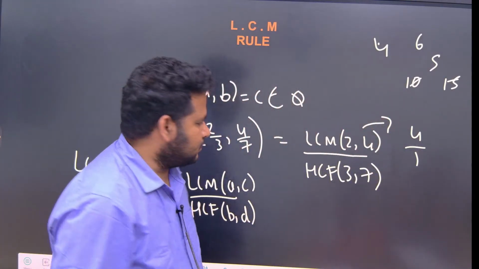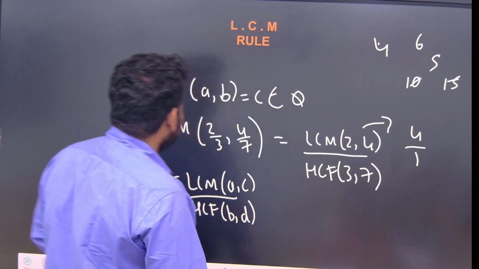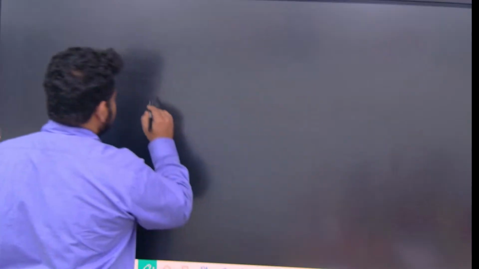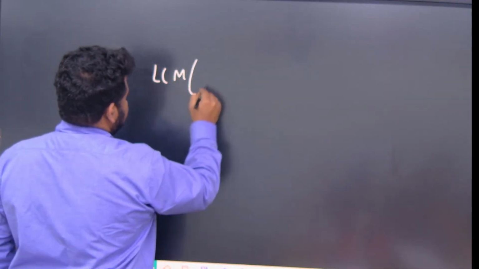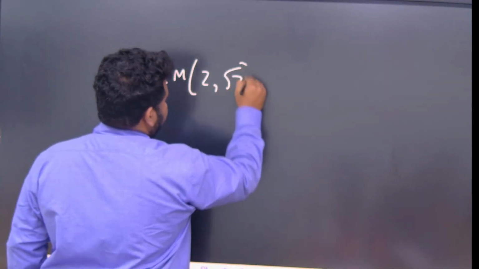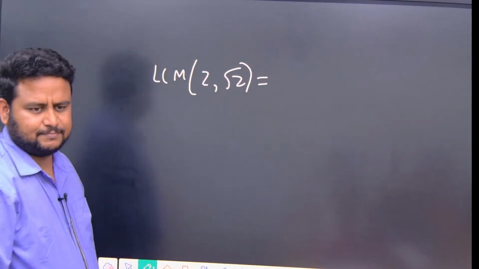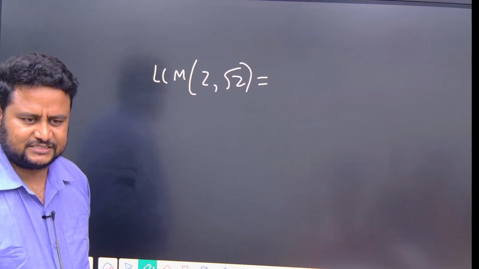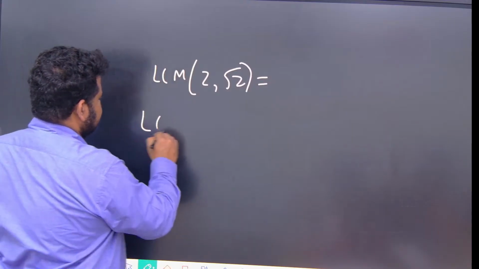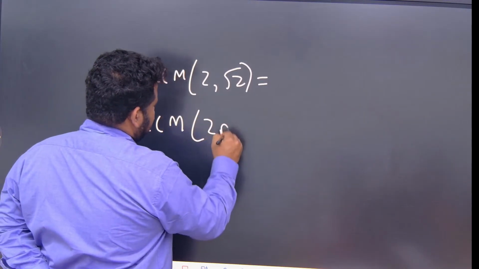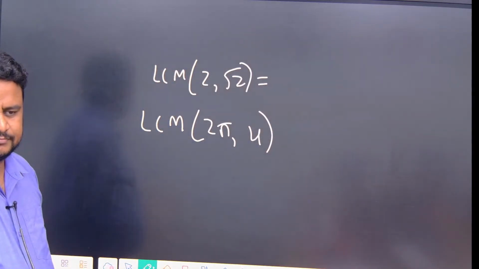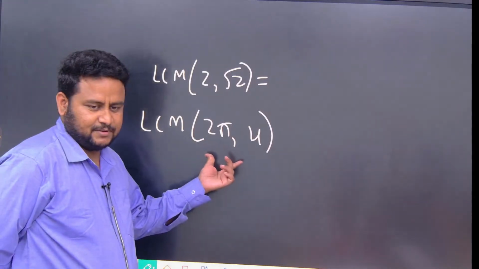Clear? Now, suppose I write LCM of 2 comma root 2. Can I find the LCM? Root 2 is irrational, so I cannot find the LCM. Suppose I want to find the LCM of 2 pi comma 4. Can I find the LCM? No, because pi is an irrational number.